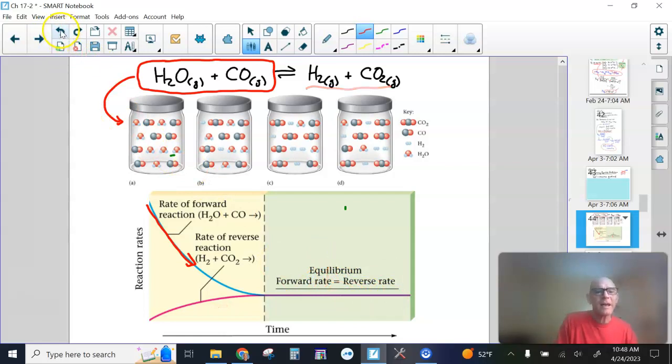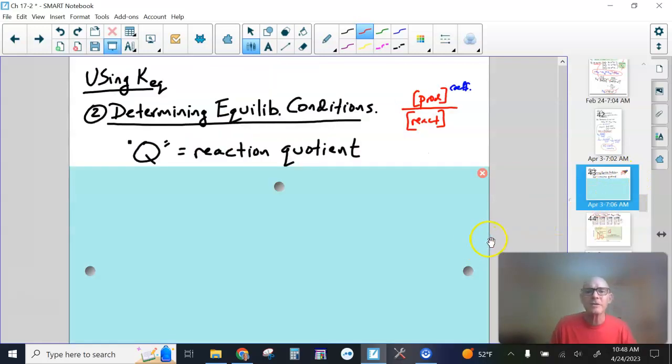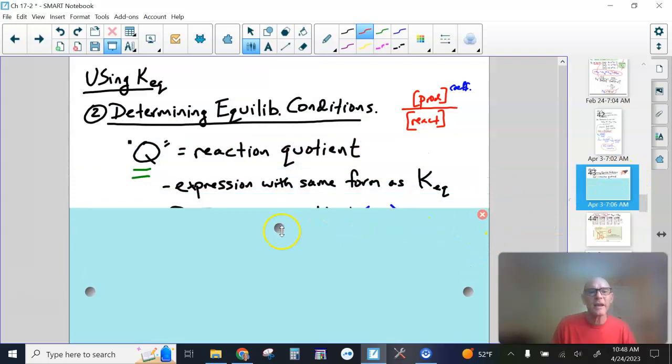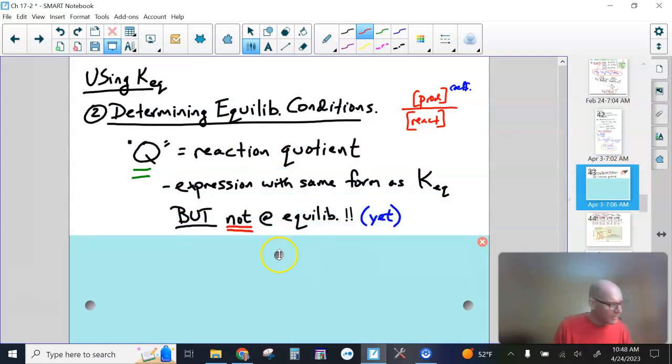But until that time, the forward and reverse reactions, the concentrations are changing, like in this area or in this area here. And that's what we call Q, the reaction quotient. So let me go back to this slide right here. This time, either before or sometimes even after equilibrium has been reached, if some conditions have been changed, like temperature, the system is not at equilibrium yet. It has the same form. We write it with products over reactants with coefficients as exponents.